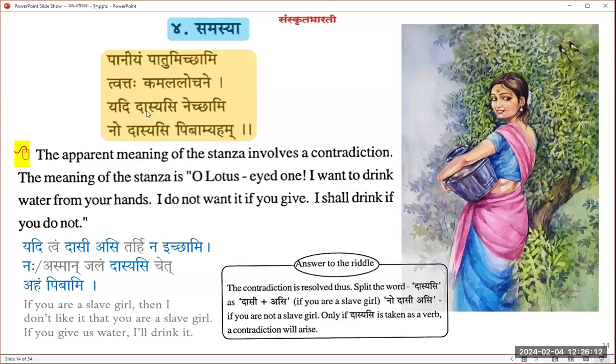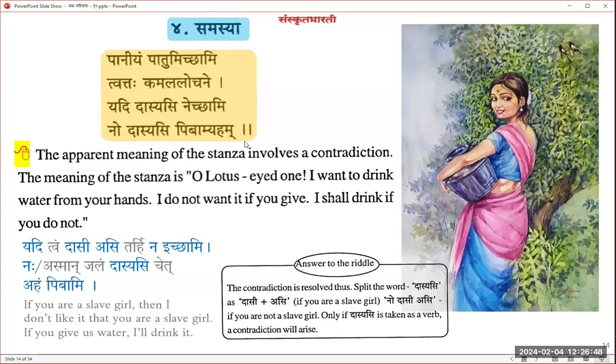So you take it as e plus a yana sandhi, dasi asi, dasyasi. That's also possible, right? You can take it as a yana sandhi pada rather than the madhyama purusha tvam dasyasi form, asi being the as dhatu. So dasi asi. So yadi dasi asi na ichami. If you are a slave girl, I do not want. That means I do not want water is the sense they have taken. Na dasi asi tarhi pibamiham. If you are not a slave girl, then I will definitely drink.